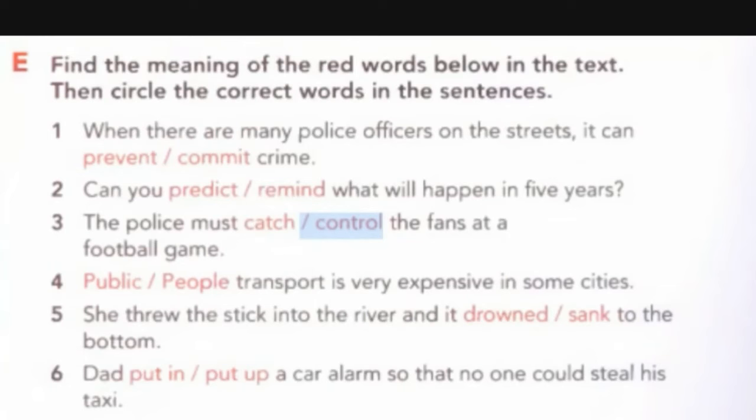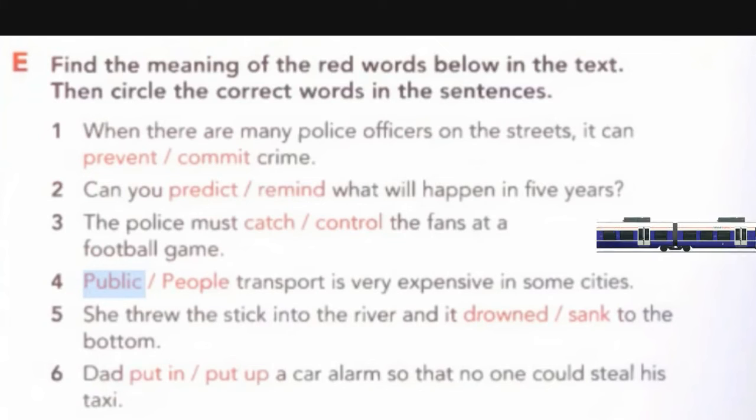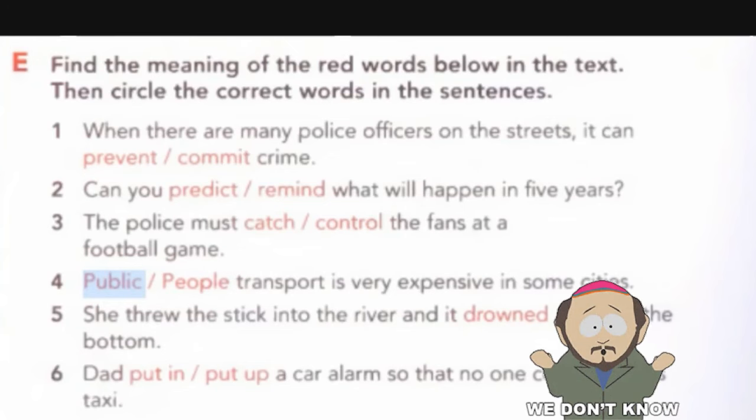Okay, number four, public or people transport is very expensive in some cities. Transport means the bus, the train. Do you call the bus or train that is used for many people, do you use the word people or public in front of it? Do you call them public transport or people transport? The bus you take to school, taxis, LRT, all these are called public transport or people transport. Nobody knows? Okay, go find out yourself.